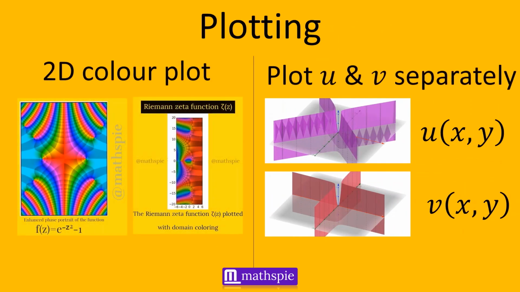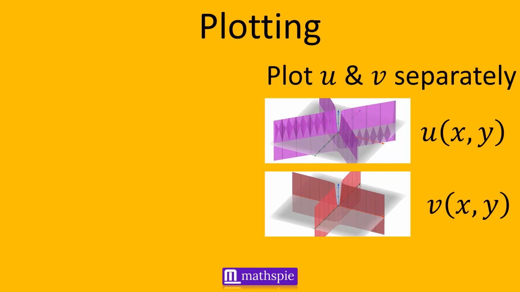There are two methods to plot complex functions. One is a 2D color plot, the other is plotting the real part of f of z and the imaginary part of f of z separately. This is the one I am going to use now. Plotting the real part of f of z and the imaginary part of f of z separately.